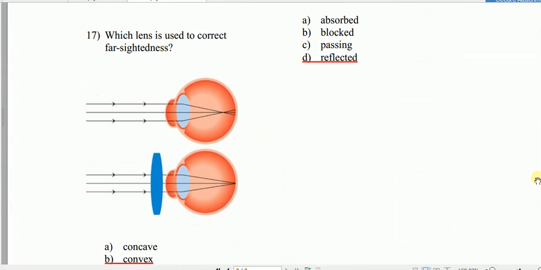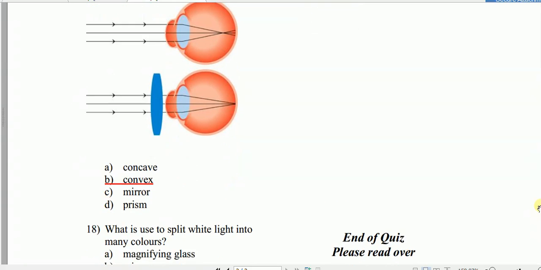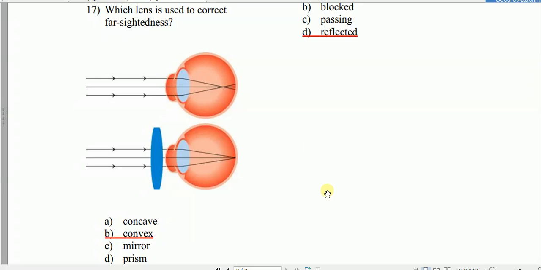Moving on to number 17, which lens is used to correct farsightedness? And in this case, a convex lens is needed to fix farsightedness. All right. One quick way of remembering this again is if you're in the cave, you're near, and if you're vex, you're far. So convex for farsightedness and concave for nearsightedness.